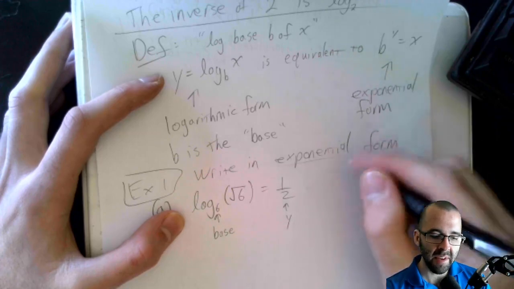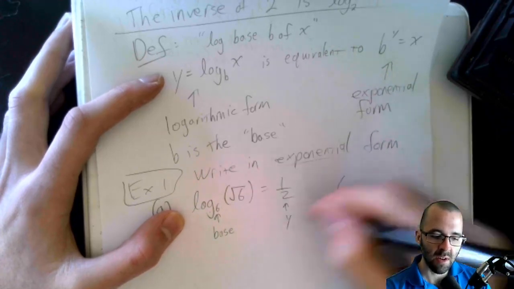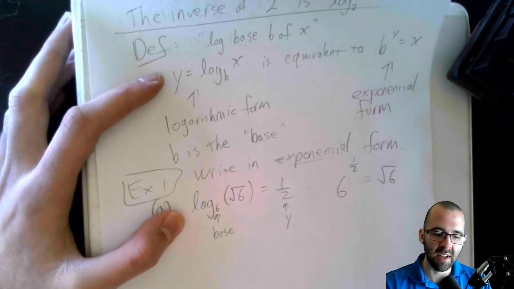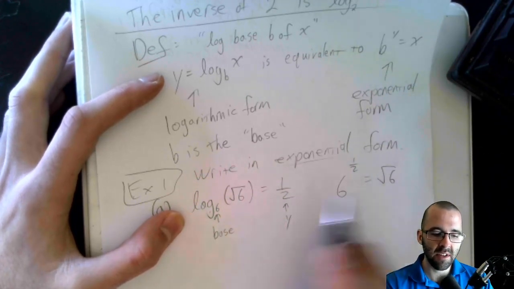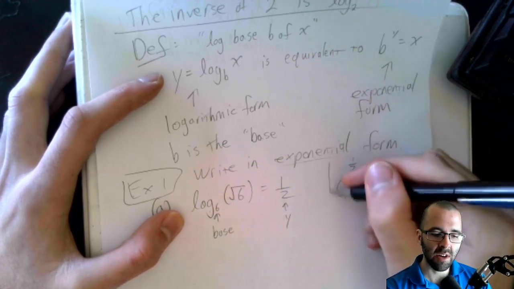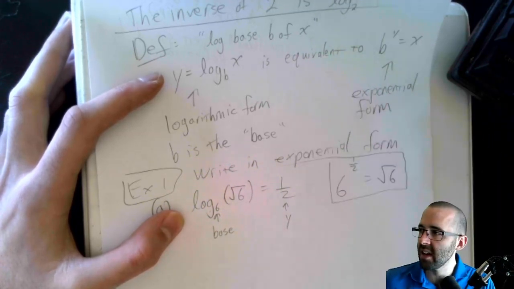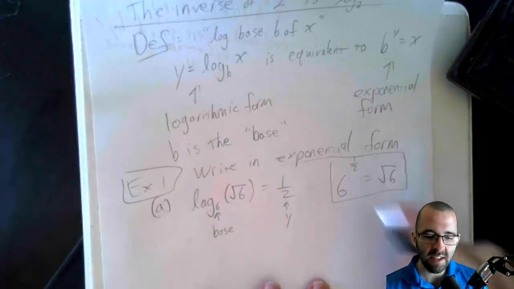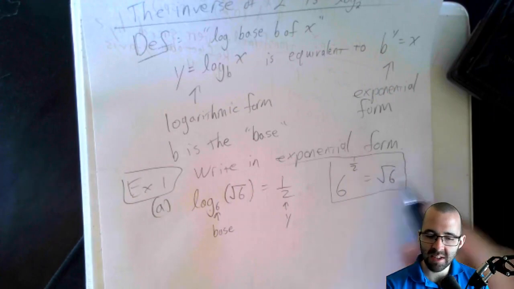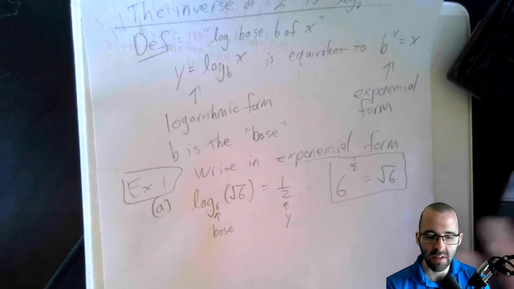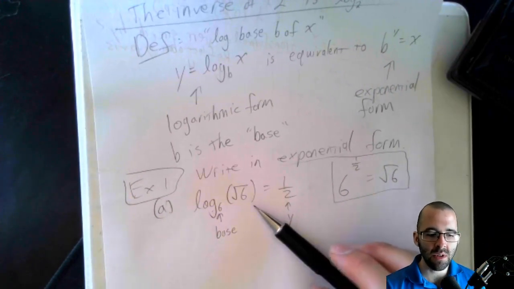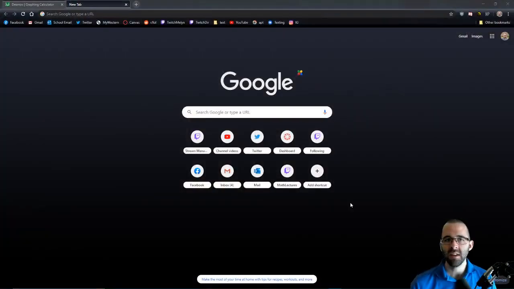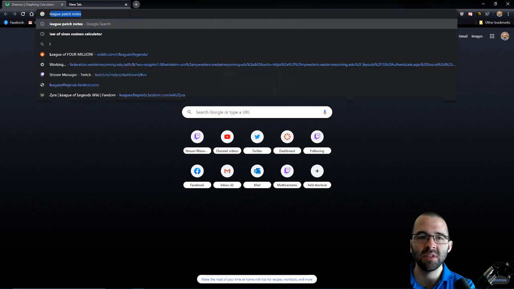So this is the same as the base, which is 6, raised to the y, which is 1/2, equals the input, square root of 6. These are equivalent statements. And this is the exponential form that we were asked. So these are both true, right? 6 to the 1/2. Remember, rational exponents. 6 to the 1/2 is the square root of 6. And this should be true too, right? Log base 6 of the square root of 6.